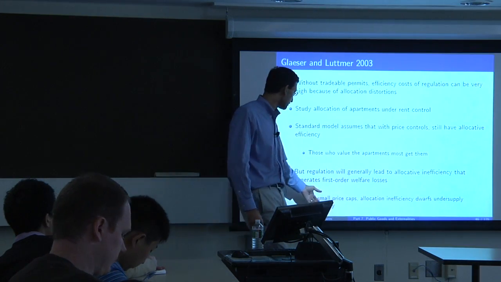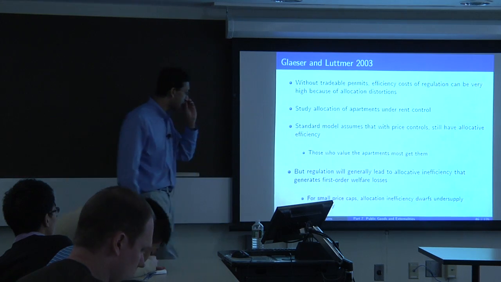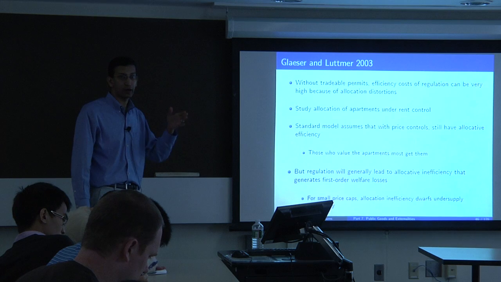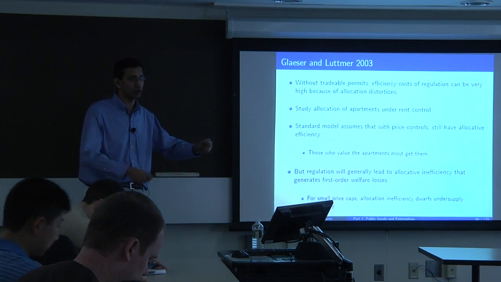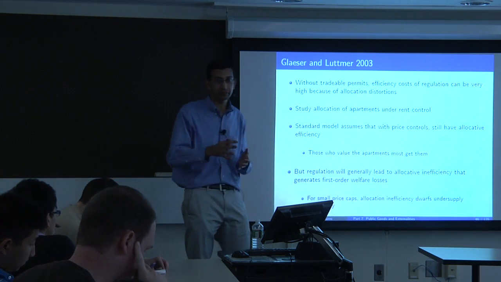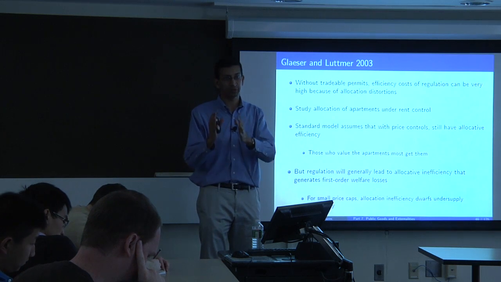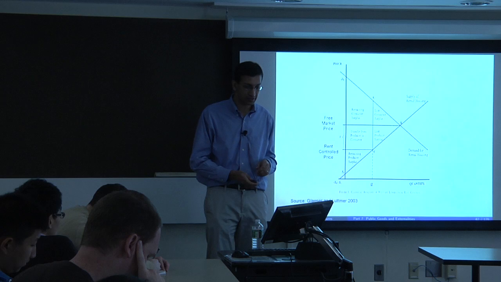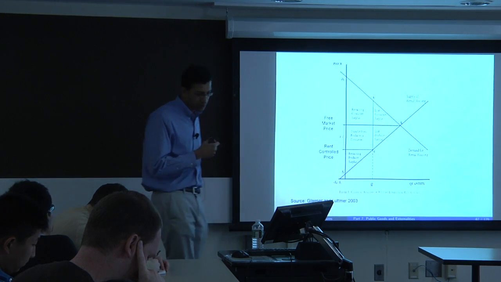And what they show is that for small price caps, the allocation inefficiency dwarfs the undersupply inefficiency because it's first order, whereas the quantity inefficiency is second order. It's going to be the triangle. All right, so let's see how that works graphically.